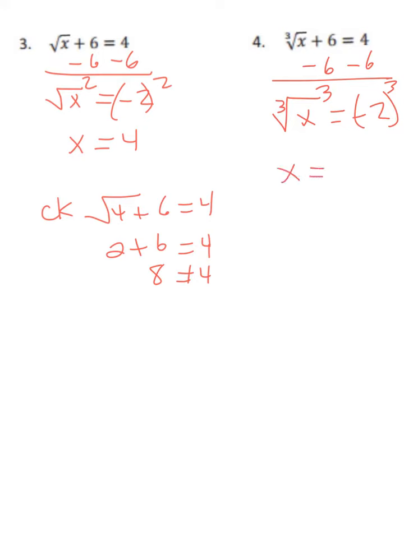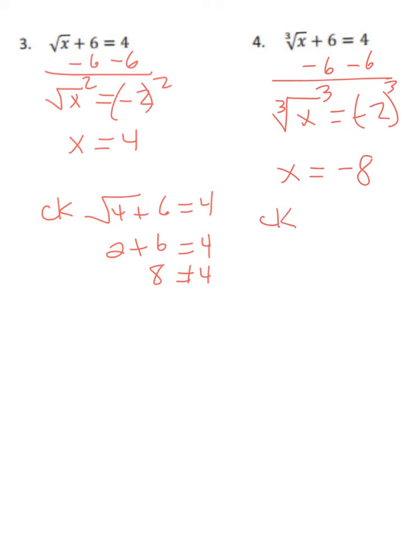I get x equals, and when I cube a negative 2, I get negative 2 times negative 2 is positive 4 times negative 2 is a negative 8. And you're like, whoa, hold on for a minute, Mr. O. We can't do the negative under the radical. This is going to have no solution too. Well, let's take a look at the check here.